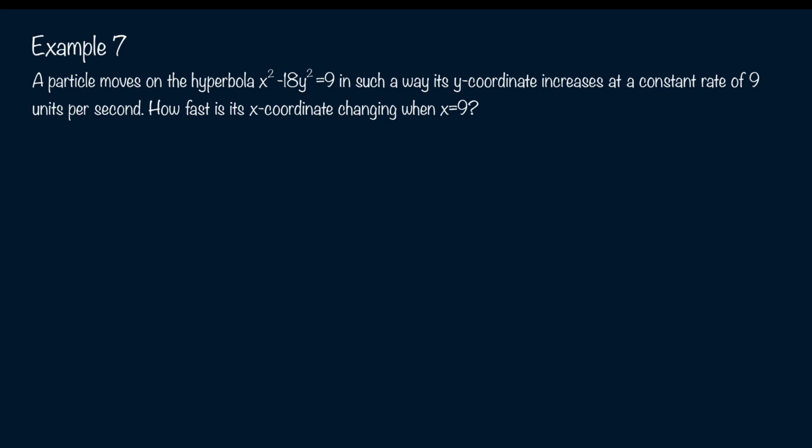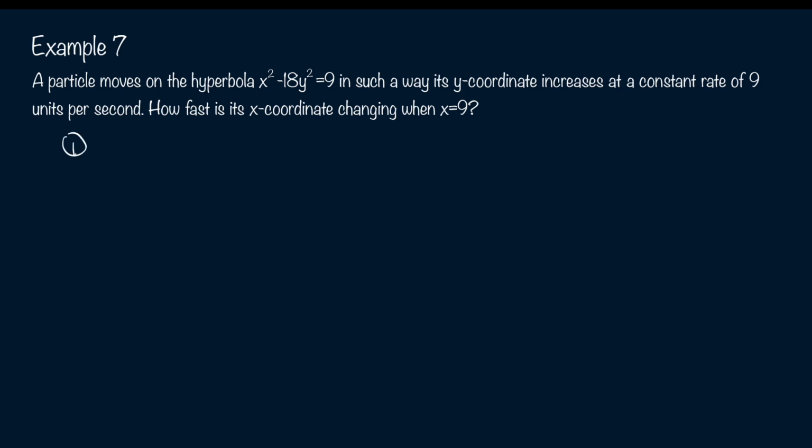7. A particle moves on the hyperbola x squared minus 18y squared equals 9 in such a way that its y-coordinate increases at a constant rate of 9 units per second. How fast is its x-coordinate changing when x equals 9?